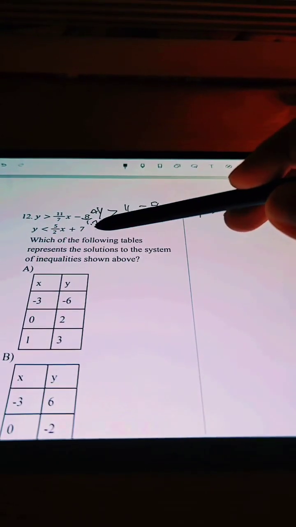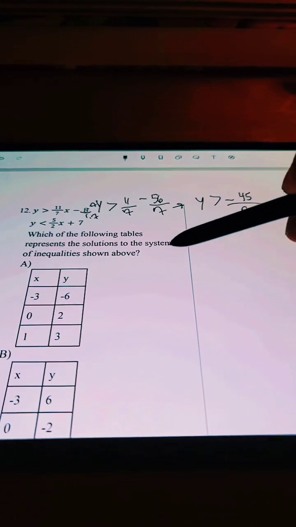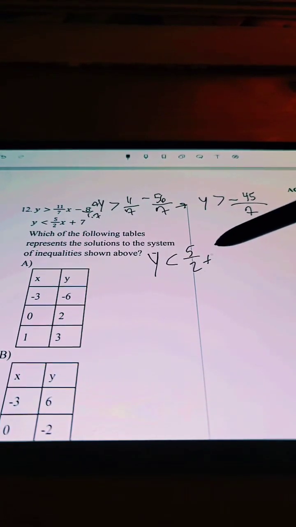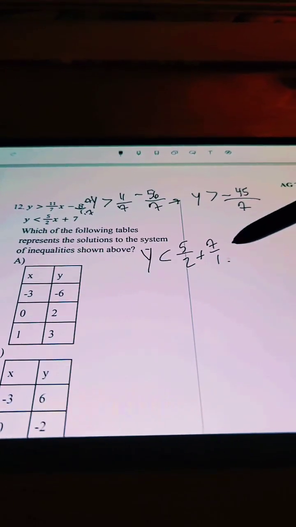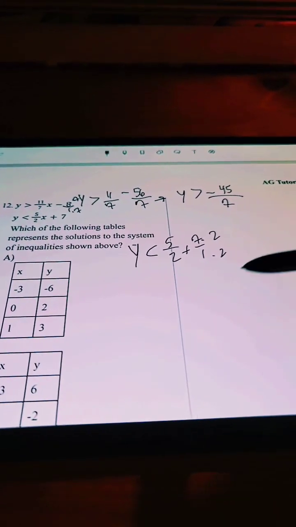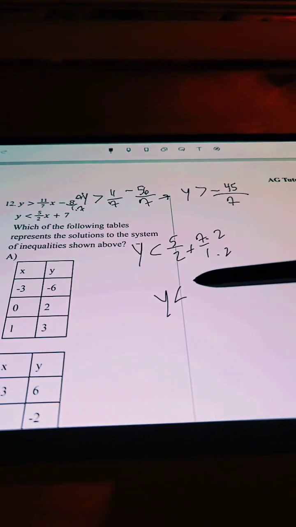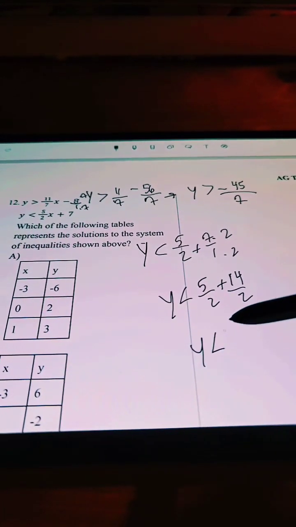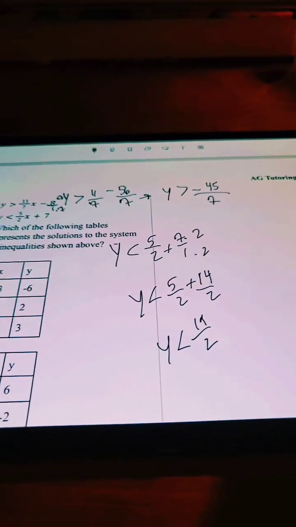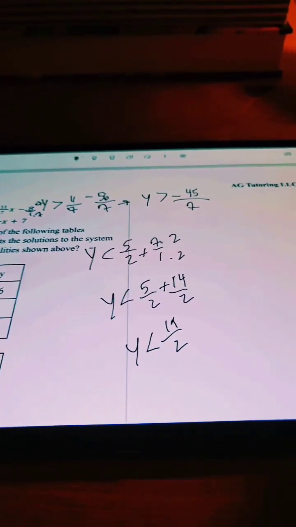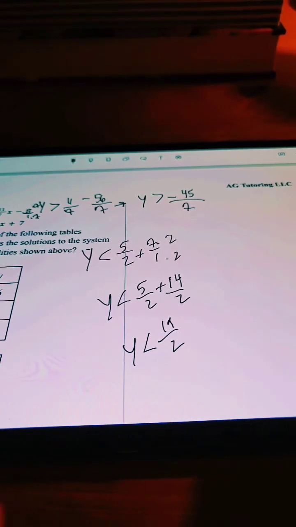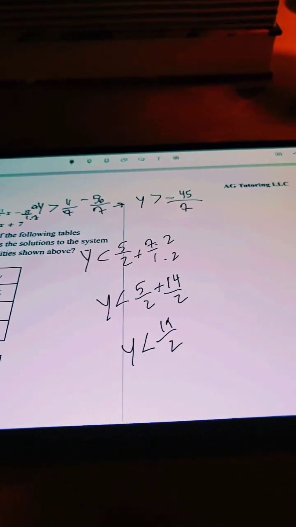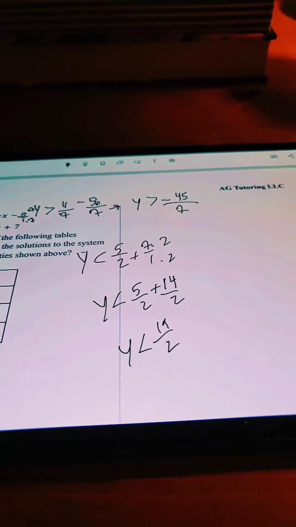And then now you're going to plug in 1 for x there as well. And then when we do that, it's going to be y is less than 5/2 plus 7 over 1, which we're going to multiply by 2 on top and bottom to get common denominators. So it's going to be 5/2 plus 14 over 2, so y is less than 19 over 2. So this is when I would just start plugging into a calculator if you want to get the exact values, or you could estimate it too.